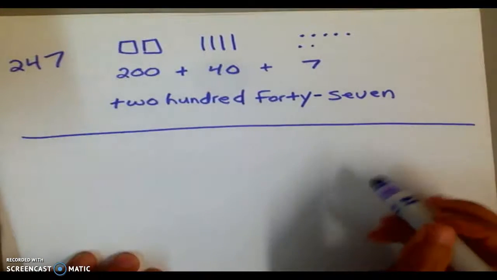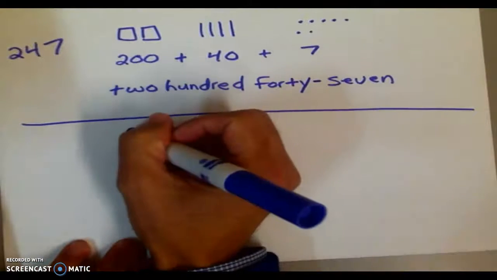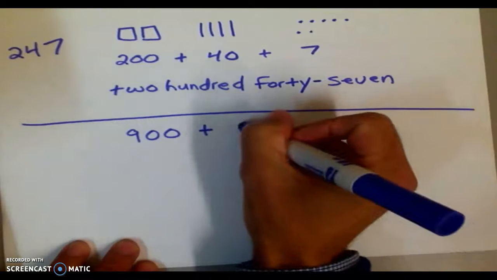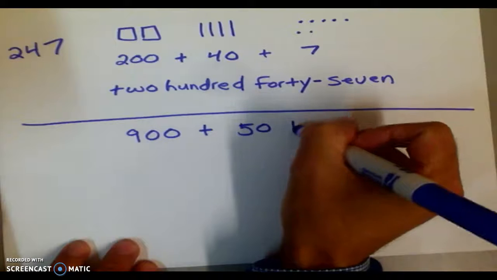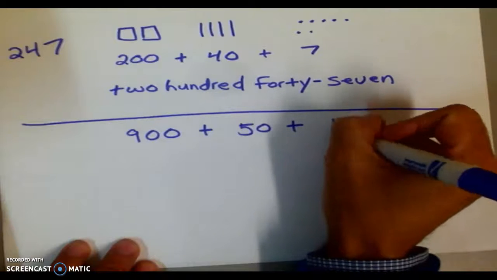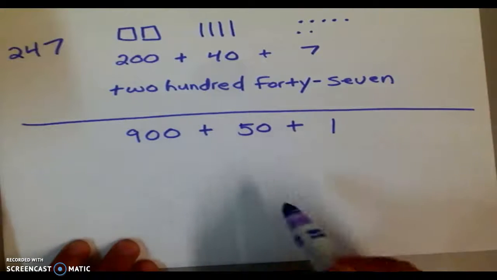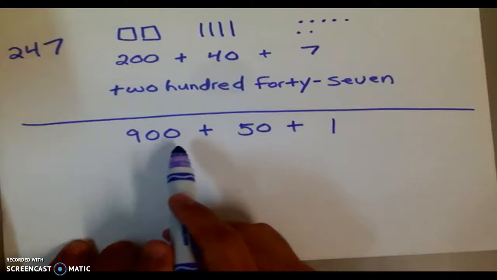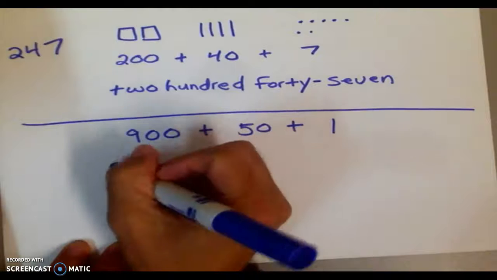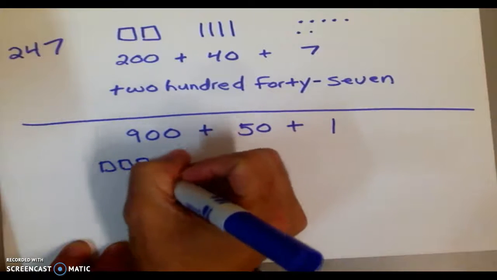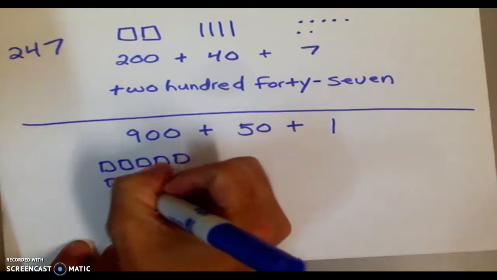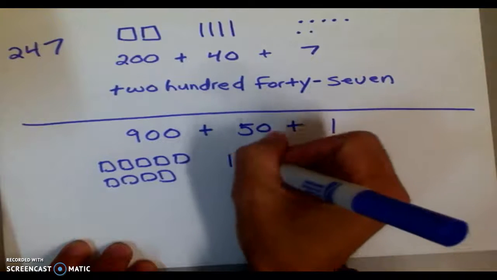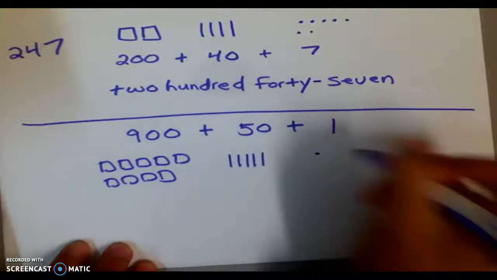So let's try another one. What if I gave it to you like this, I'm going to do 900 plus 50 plus 1. Okay, so here's our expanded notation, right? Let's turn this into base 10. So we could do 900. So 1, 2, 3, 4, 5, 6, 7, 8, 900. Plus we have 50, so that's 5 tens, and 1 one.